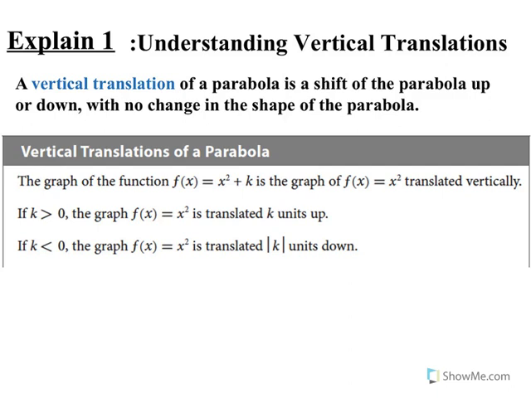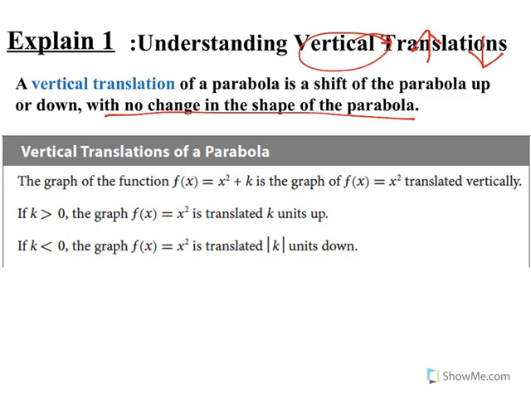That means that the graph is going either up or down. A vertical translation of a parabola is a shift of a parabola up or down with no change in the shape of the parabola. So the shape remains the same, and the graph is going to shift up or down. Vertical translation of a parabola.